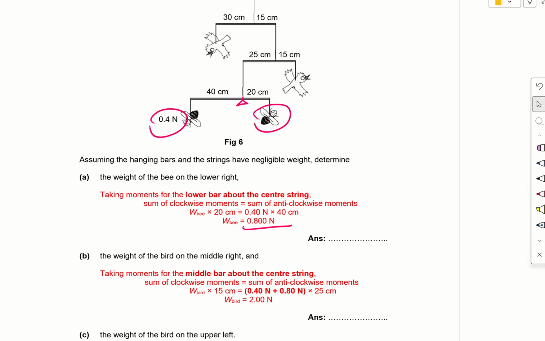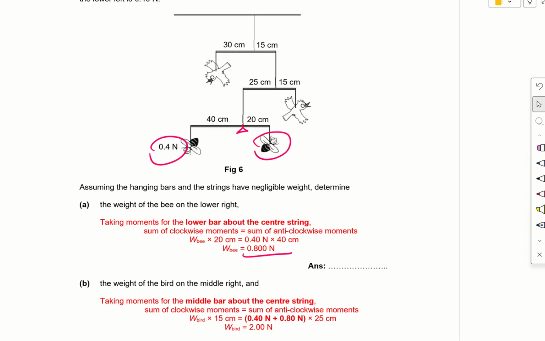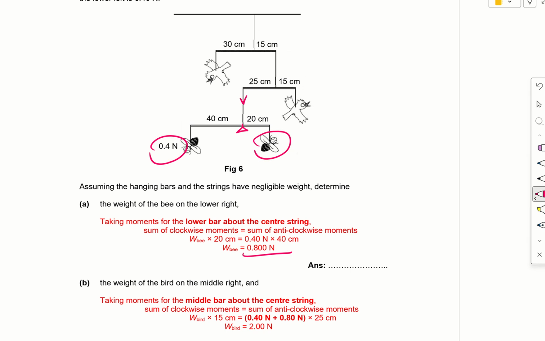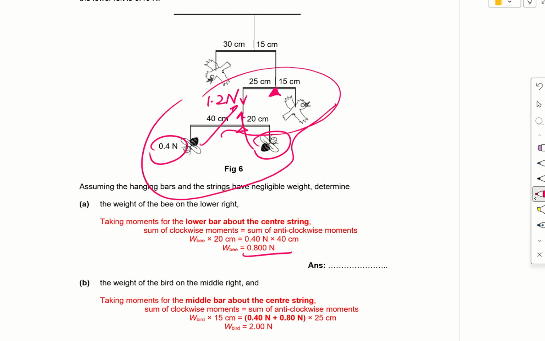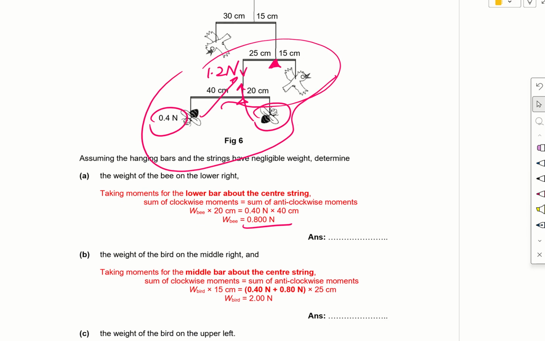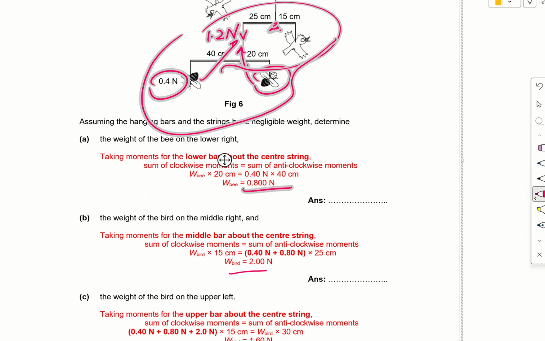Now they want us to determine the weight of the bird on the middle right. So actually, now there is a total combined force of this bee and this bee's weight, right? So it's 0.4 plus 0.8. So I have 1.2 Newton here. And we repeat the process. We take note that now the new pivot is over here for this part of the system. So you should get the weight of this bird to be 2 Newton.